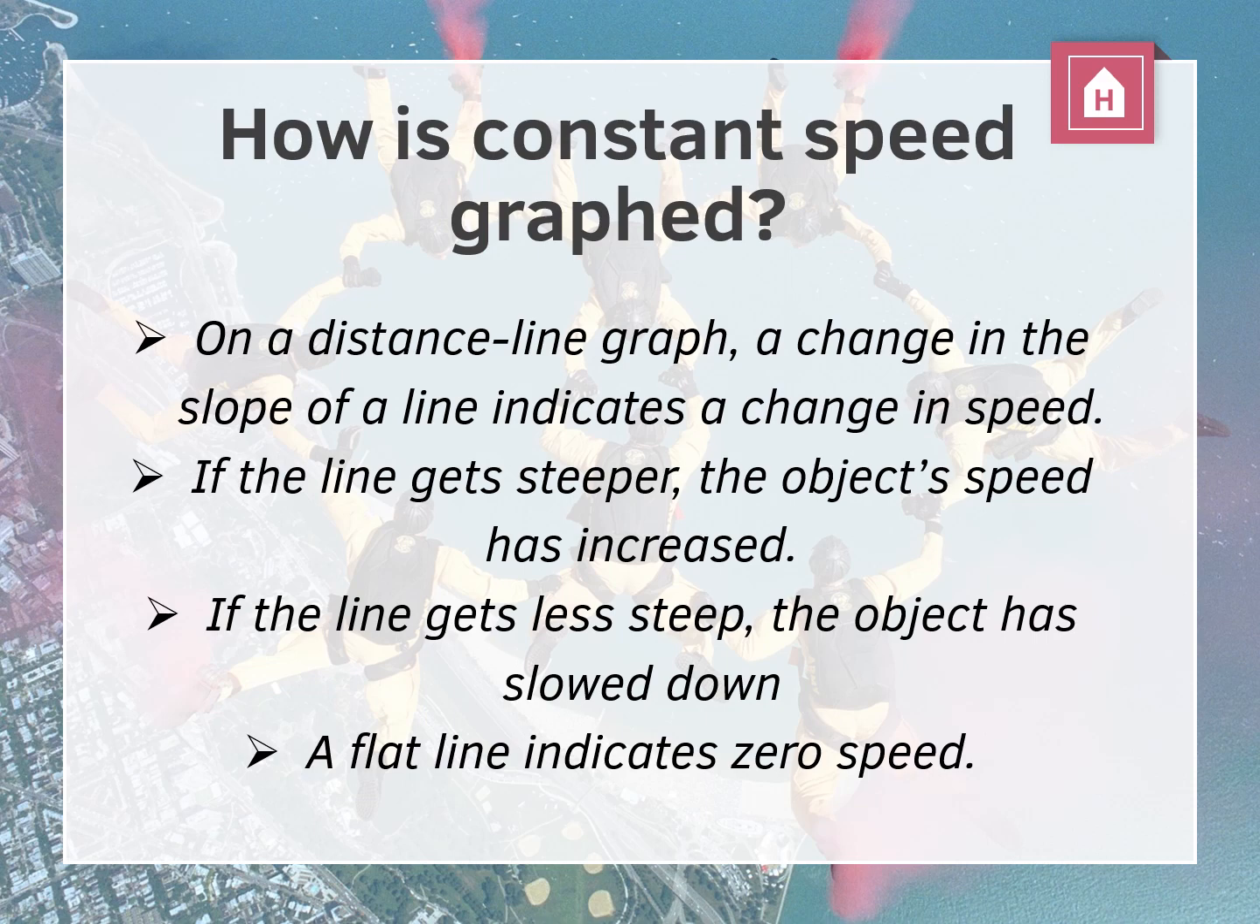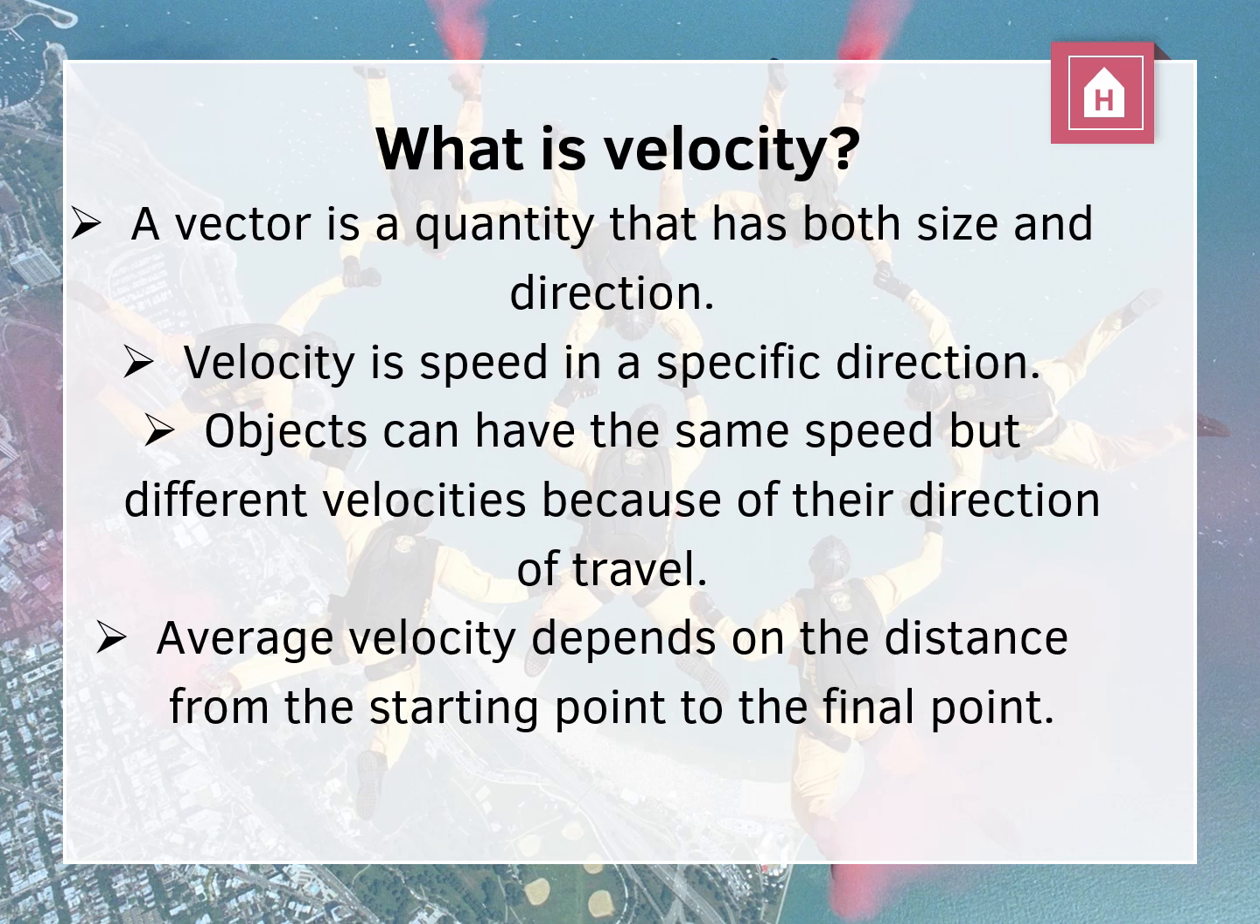On a distance-time graph, as the slope of the line changes, the speed changes. The line gets steeper and the object speeds up. The line gets less steep, so it slows down. A flat line indicates zero speed.